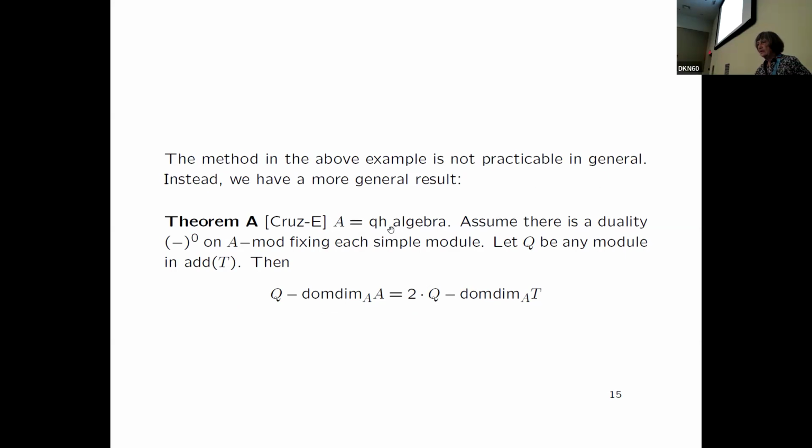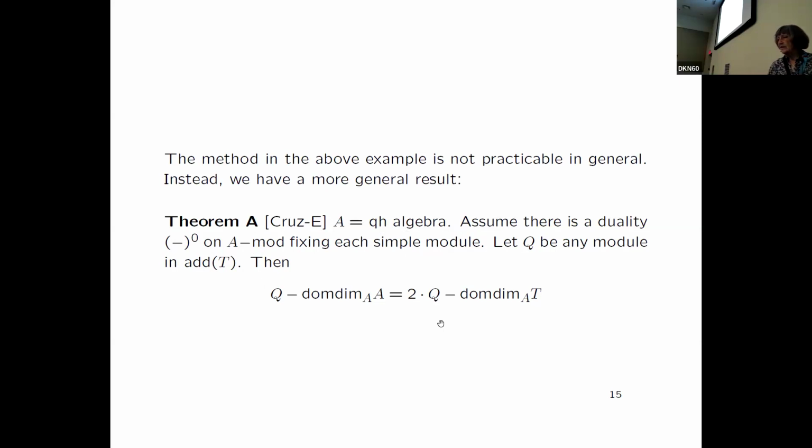So we take any quasi-hereditary algebra which has this duality fixing simple modules. Then the relative dominant dimension of A is always twice the relative dominant dimension of T. Incidentally, this is what Cruz and Fang have in their case as well, but of course they have different methods. And actually this implies also the König and Fang result again.